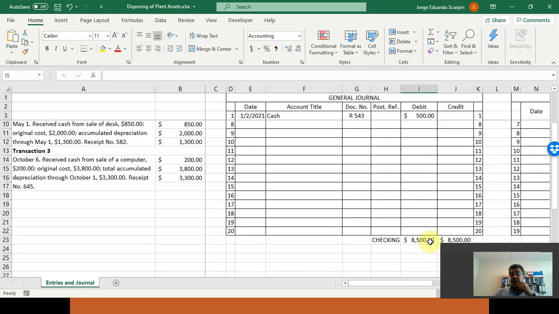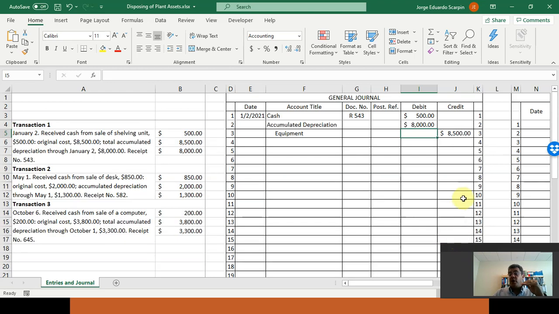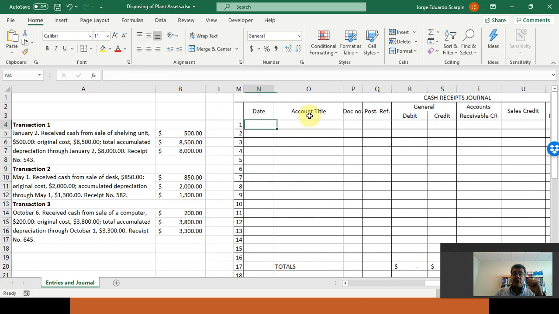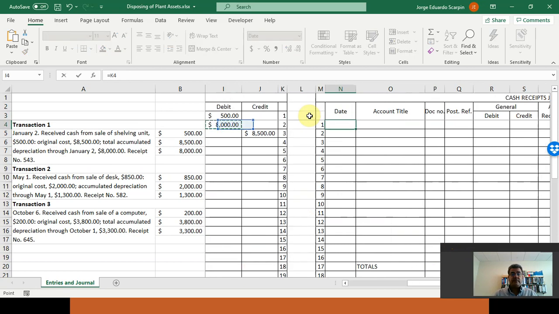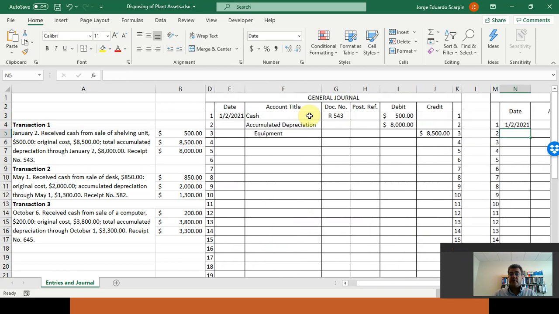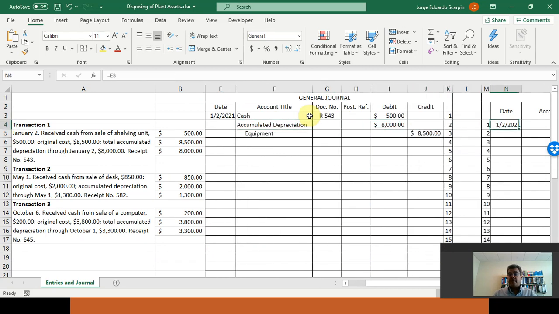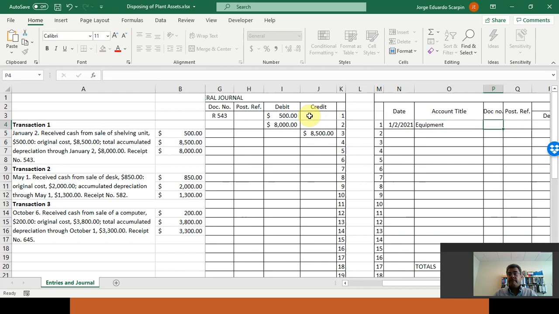Debit $8,500. Credit $8,500. No gain or loss. Cash, we need to go through the cash journal, cash receipts journal. So date, January 2nd. Account title, equipment. Doc number, receipt 543. Equipment here is a credit.